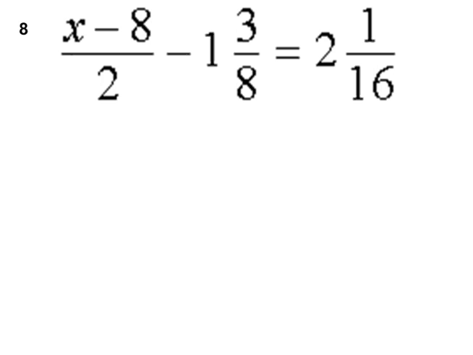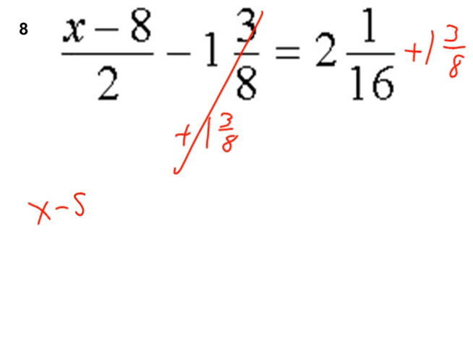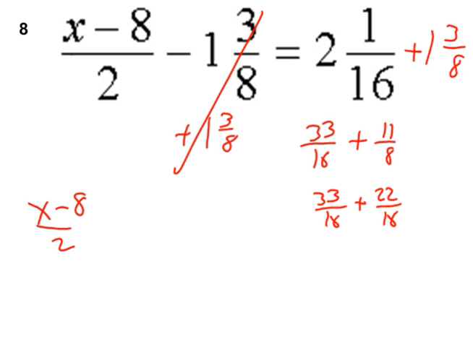And finally, a long, convoluted, difficult-looking question that's not that hard. Let's just go ahead and solve it using the one way. I'm going to add 1 and 3/8 to both sides. So I'm going to add 1 and 3/8 to this side, and 1 and 3/8 to this side. Okay, so I'm going to have x minus 8 over 2 on this side. But over here, I'm going to change it to improper fractions, with equivalent fractions with common denominators. I'm going to end up with 55/16. And I'm going to keep it as 55/16.